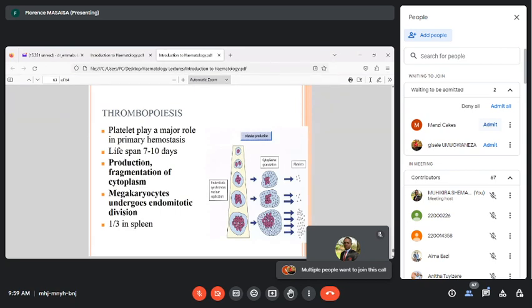Platelets come from the fragmentation of the cytoplasm of the megakaryocyte, which undergoes endomitotic division, and they are mostly destroyed in the spleen. So here you see the images of megakaryocytes. They have cytoplasmic granules and they release the granules outside. Then those are the platelets you can see there.